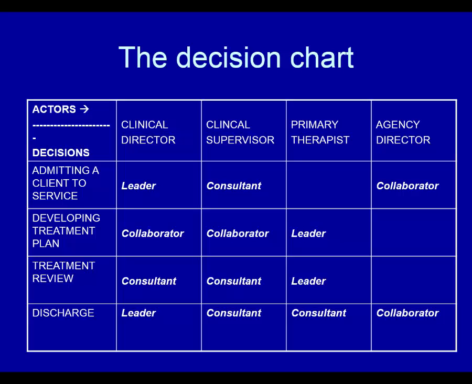and that would be that. As you can see then with the developing of a treatment plan, the next decision there, the primary therapist is the leader, with clinical supervisor and clinical director both being collaborators, meaning that they must each approve the treatment plan. So here we have a set of decisions and so forth.